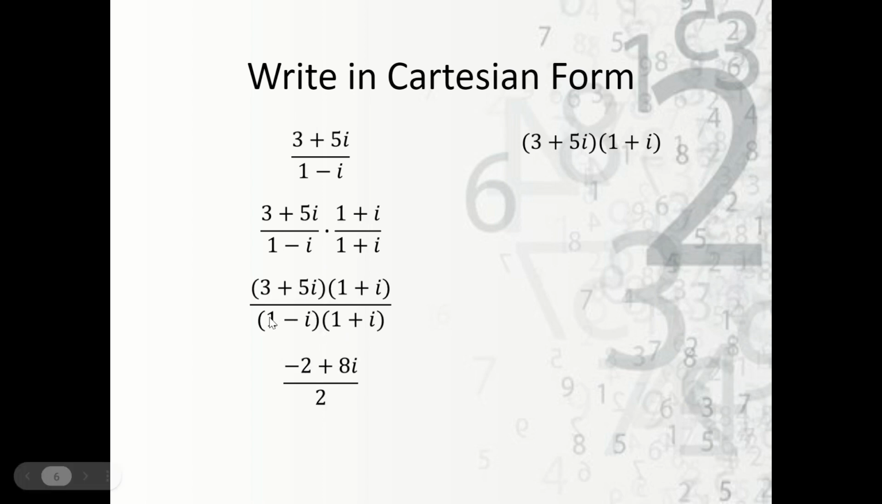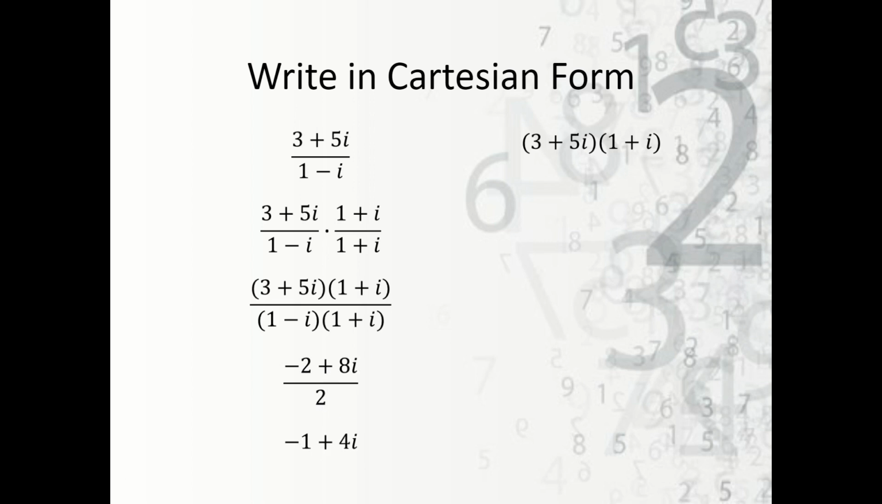Then we do the denominator. Notice this is really a difference of squares now. When we multiply this out, this is really 1 squared, which is 1, and i squared, which is -1, so it's 1 minus -1, which is 2. So we end up with (-2 plus 8i) over 2. We should notice that 2 goes into both of these. -2 divided by 2 is -1, and 8i divided by 2 is 4i. So we end up with -1 plus 4i.